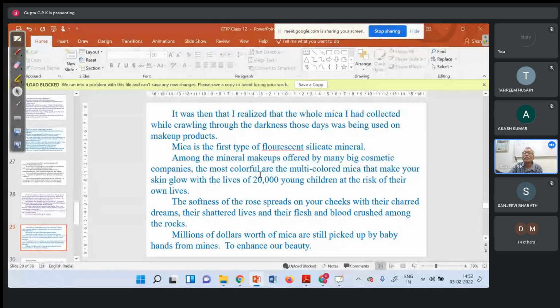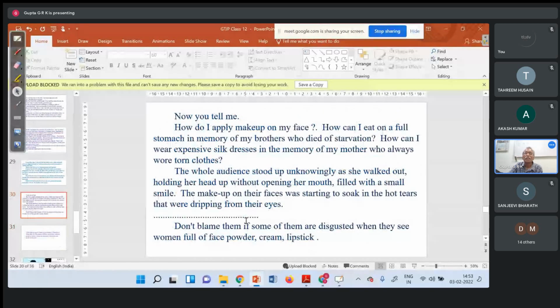Mica is the first type of fluorescent silicate mineral. Among the mineral makeups offered by many big cosmetic companies, the most colorful are multicolored mica that make your skin glow with the lives of 20,000 young children at the risk of their own lives. The softness of the rose spreads on your cheeks with their charred dreams, their shattered lives, and their flesh and blood crushed among the rocks. Millions of dollars worth of mica are still picked up by baby hands from mines to enhance our beauty. Now you tell me, how do I apply makeup on my face? How can I eat on a full stomach in memory of my brothers who died of starvation? How can I wear expensive silk dresses in the memory of my mother who always wore torn clothes?